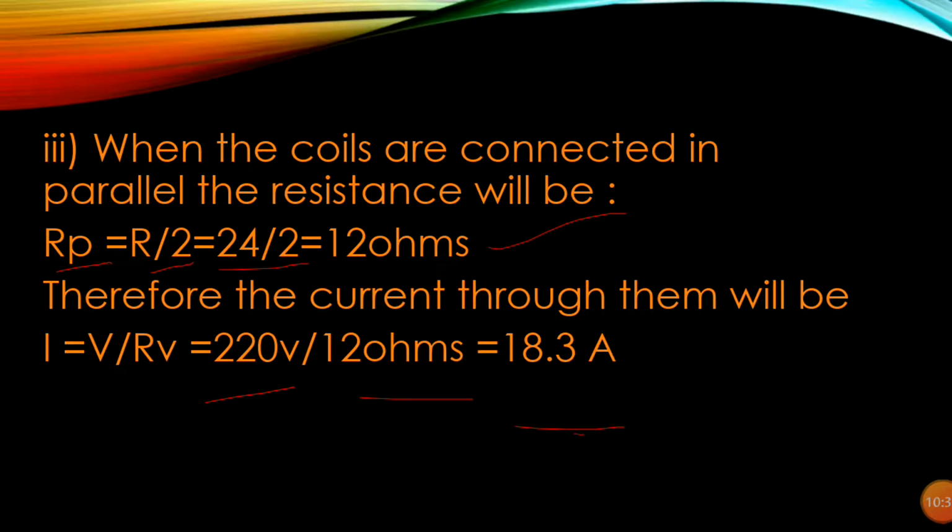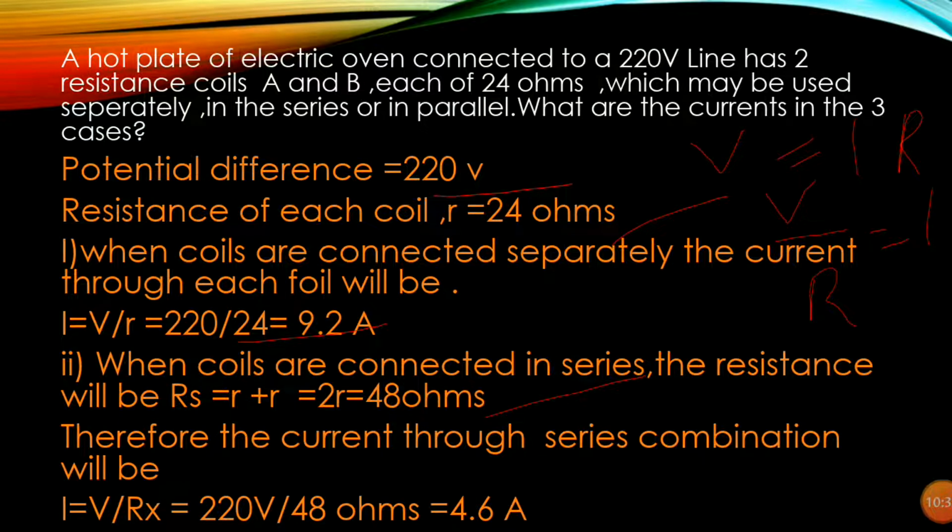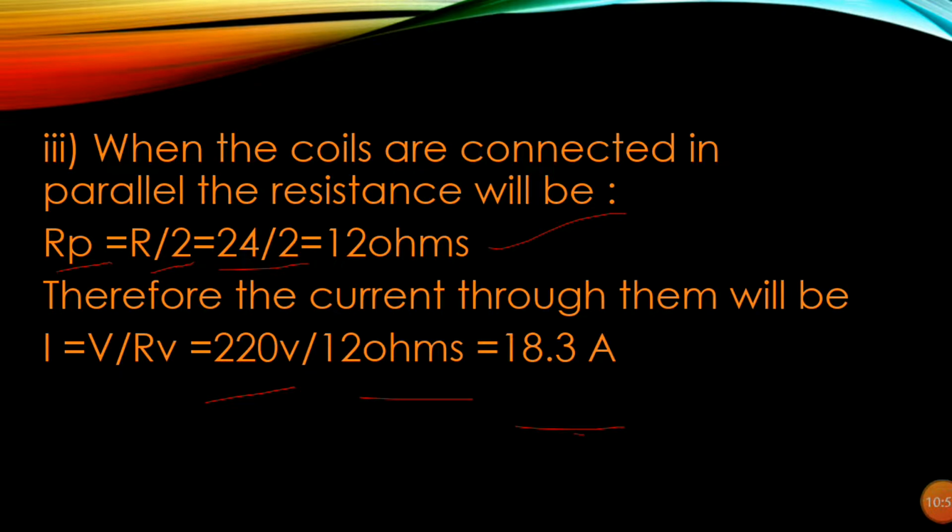So let's conclude this. What have we obtained? In case number 1, when the coils are connected separately, we obtain a current of 9.2 amperes. In case number 2, when they are connected in series, we obtain a current of 4.6 amperes. And in case number 3, when they are connected in parallel, we obtain a current of 8.3 amperes.